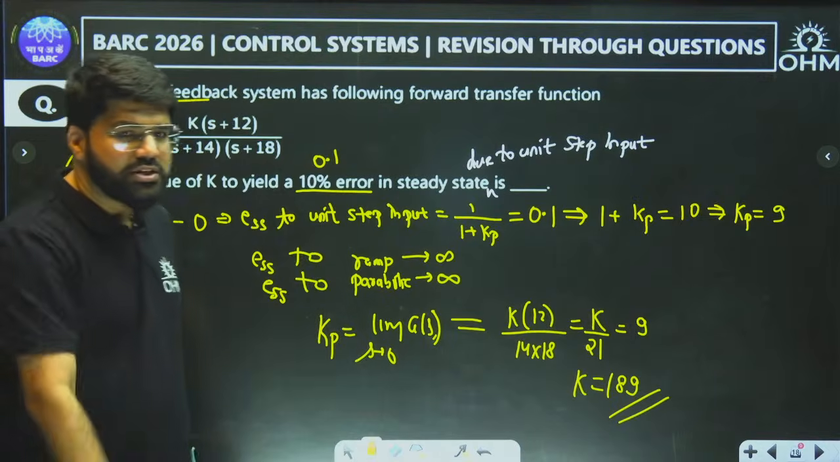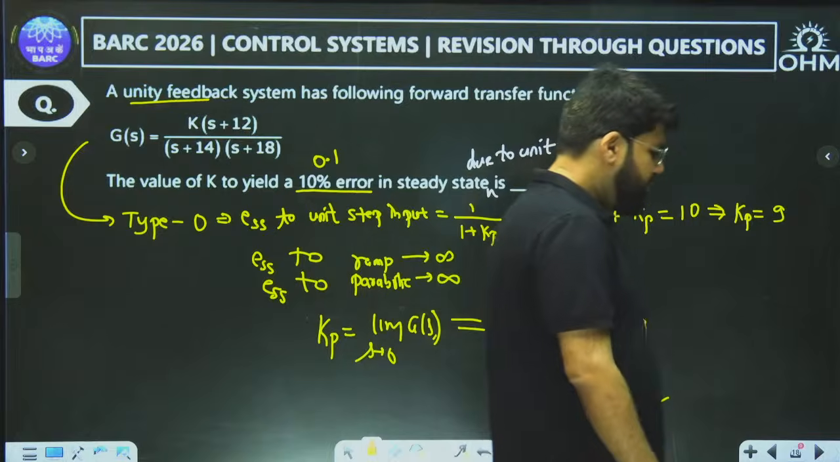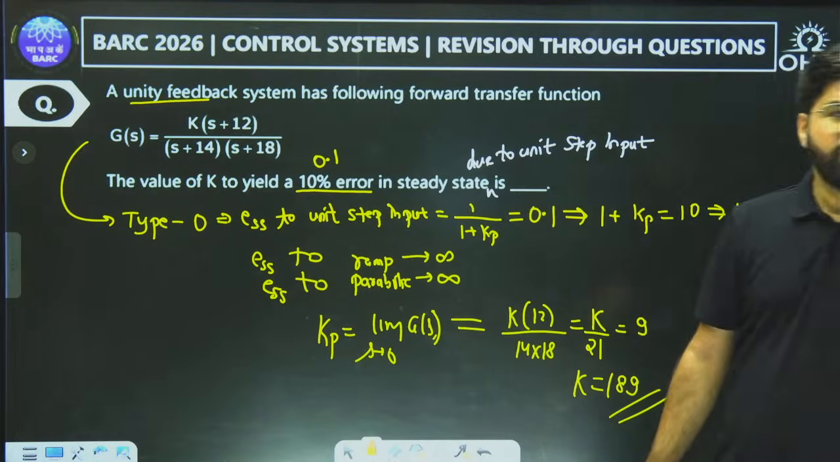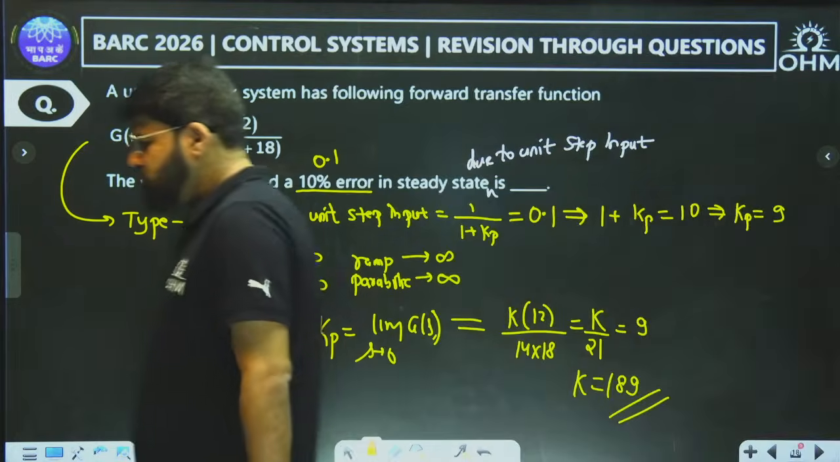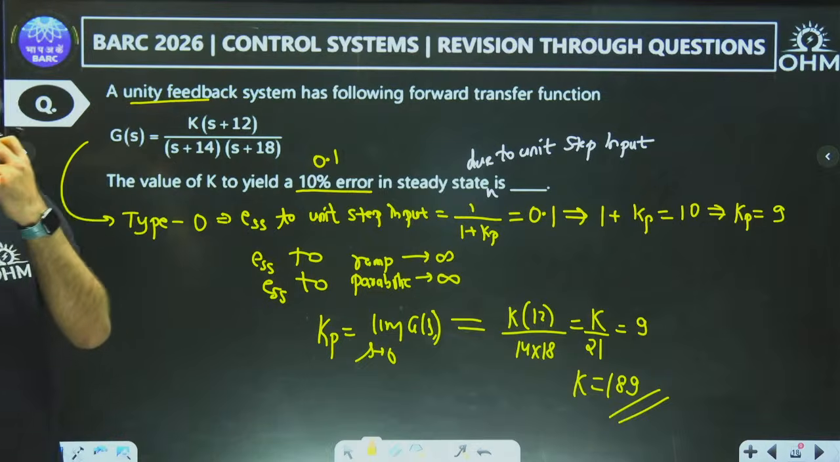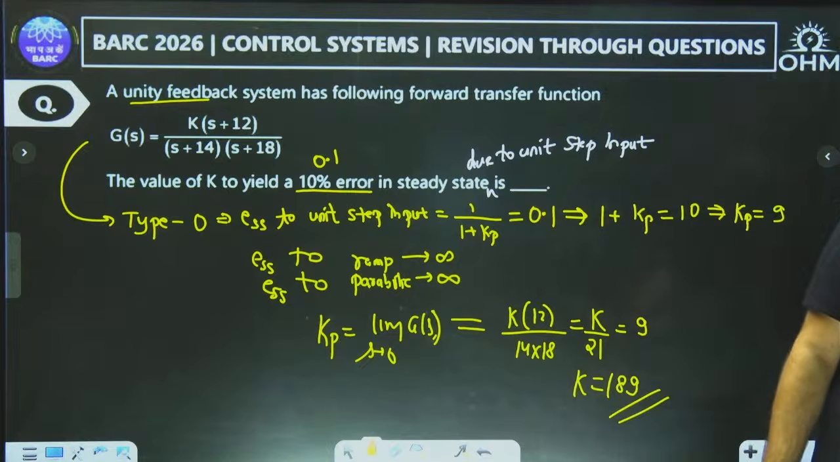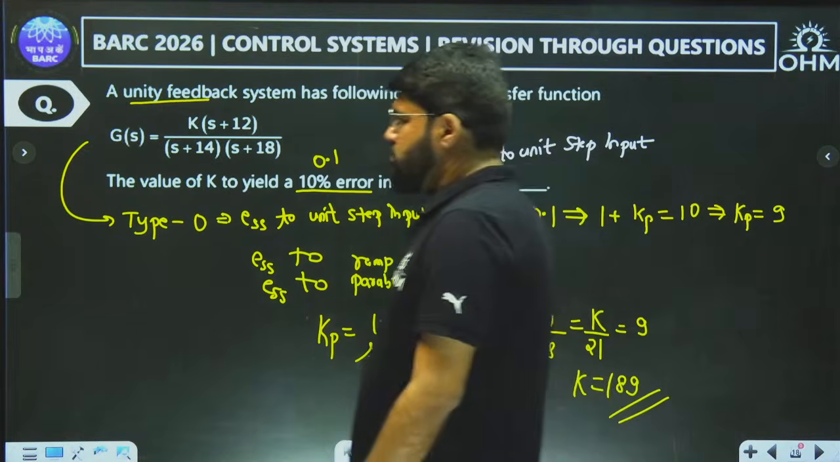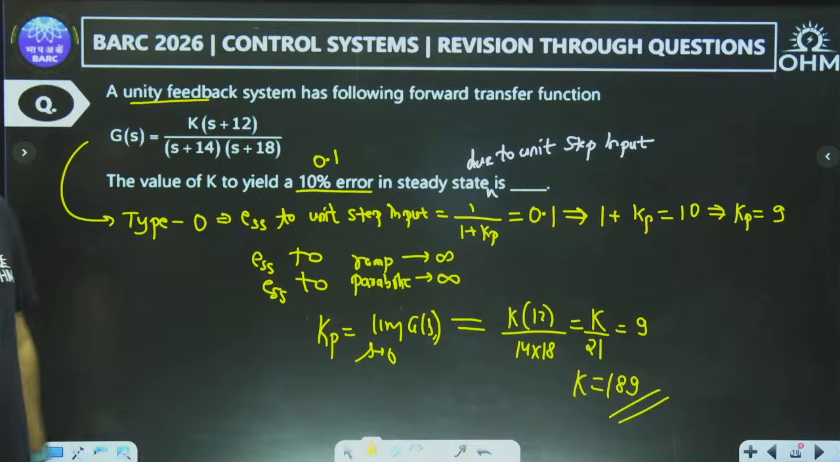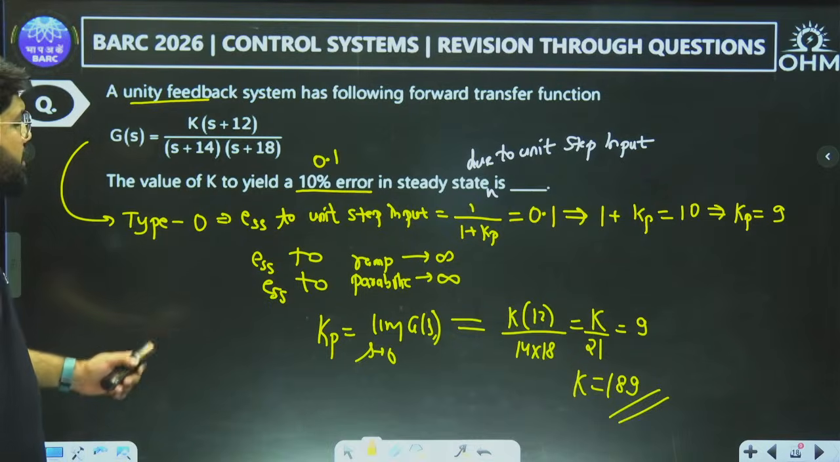Correct answer, Sai Vikas, 189. 189 is the correct answer. Okay, next question. Let's move ahead to the next question. Yes, Winterchild, correct, 189.